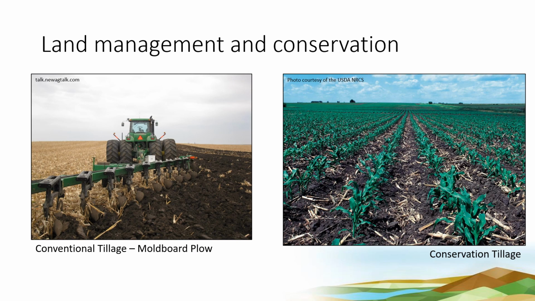Farmers, conservationists, and researchers today continue to investigate how we can preserve our cropland soils while maintaining productivity. Farmers are adopting reduced tillage practices as one way to protect their soils.